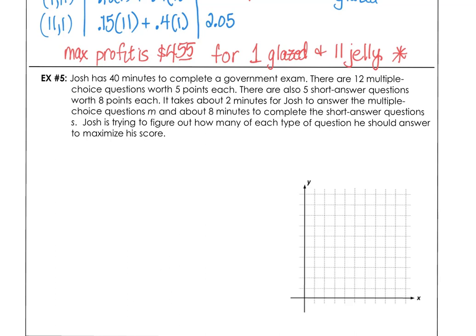So we have some constraints of time. So our time constraints are 2 minutes per multiple choice and 8 minutes per short answer, and they have to be under 40 minutes.